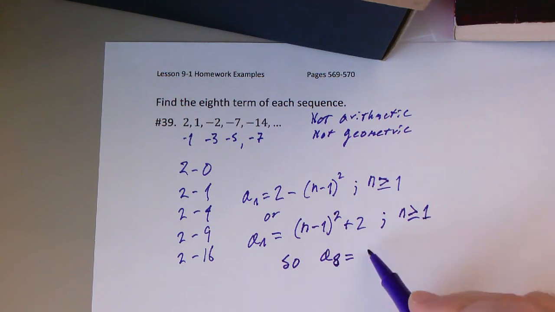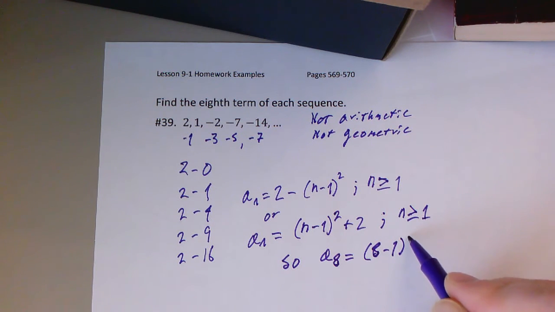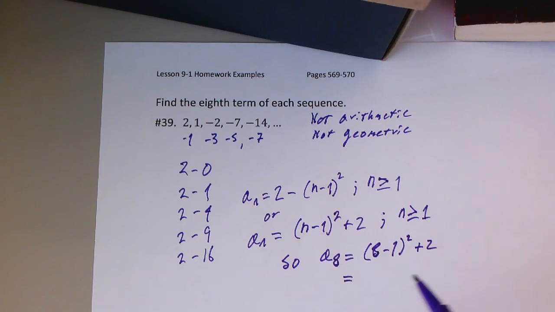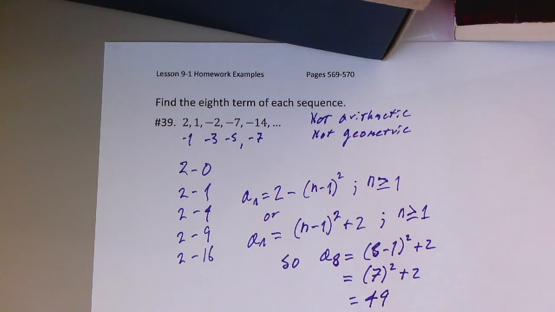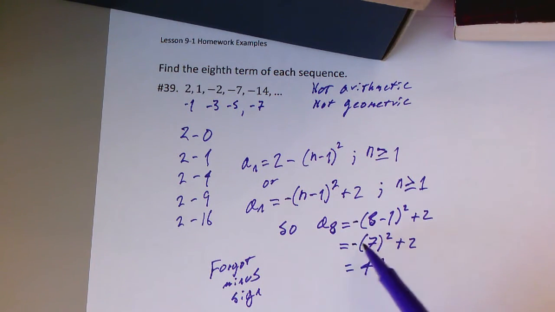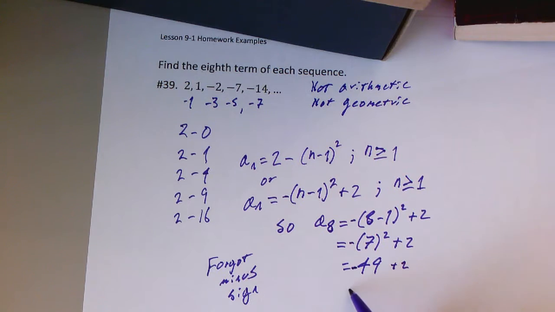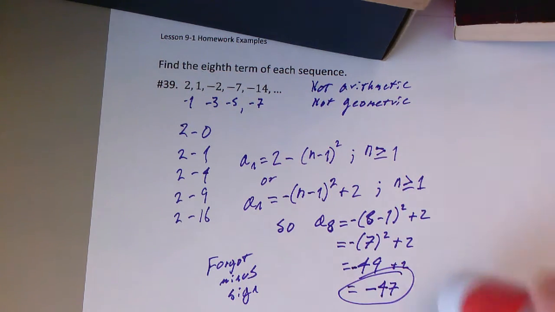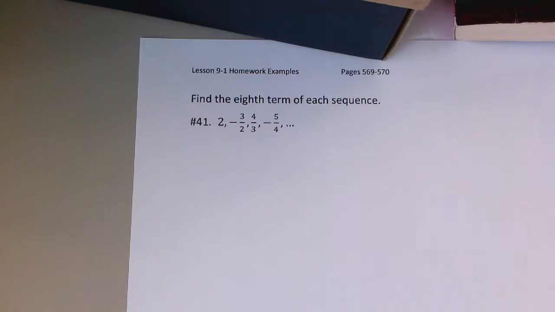I did forget a minus sign though. It becomes pretty obvious when I try to work it out here because I get 49 and then I'm going to add, and that doesn't fit the pattern. I should have a negative number. I forgot my minus sign. So I'm going to add my minus signs through. Now I get negative 47 is the 8th term in the sequence. Got to check.